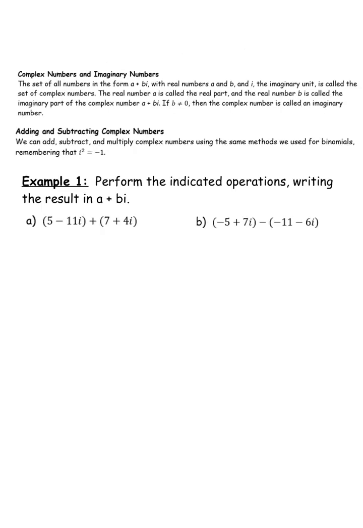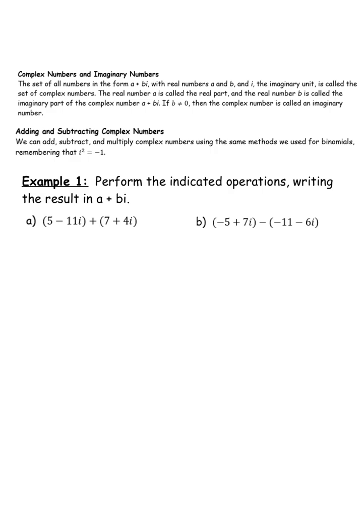Complex numbers and imaginary numbers. The set of all numbers in the form a plus bi with real numbers a and b and i, the imaginary unit, is called the set of complex numbers. The real number a is called the real part, and the real number b is called the imaginary part of the complex number a plus bi. If b does not equal 0, then the complex number is called an imaginary number.